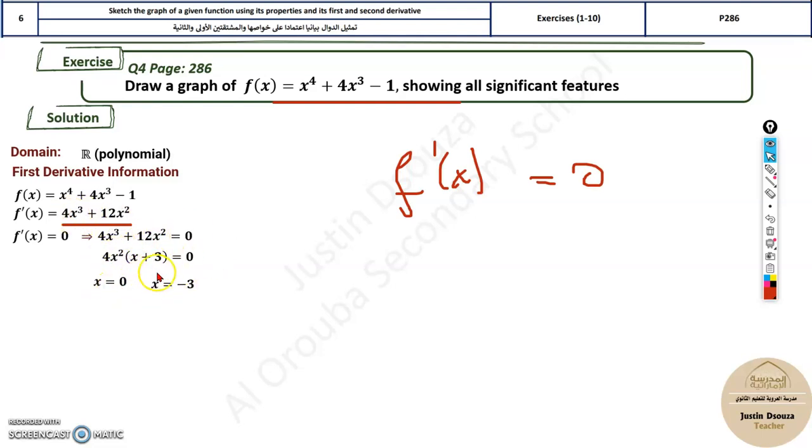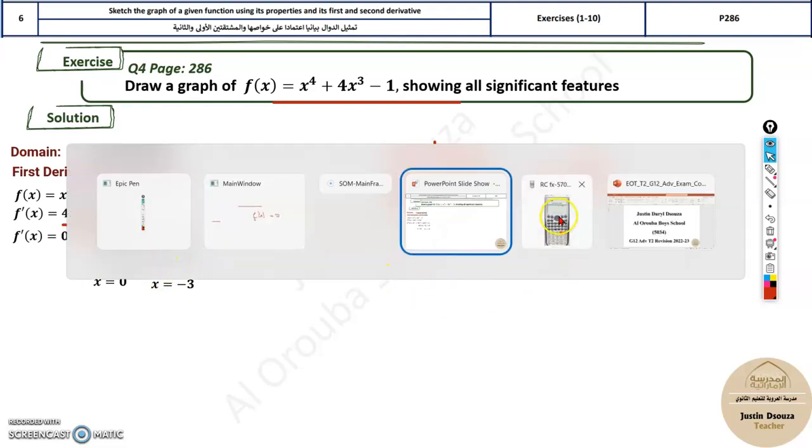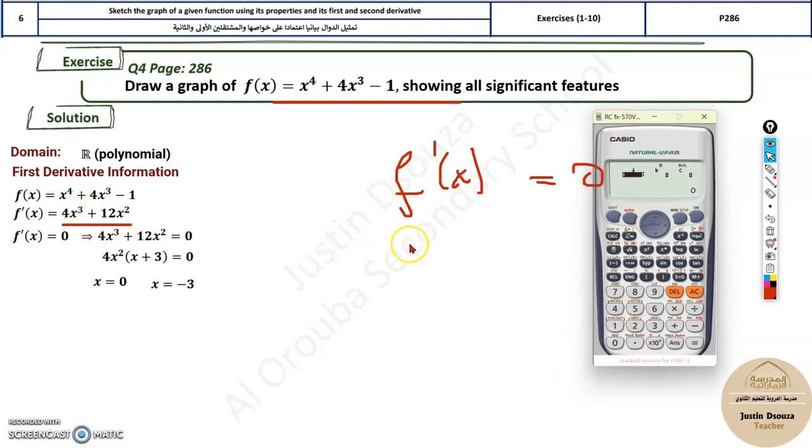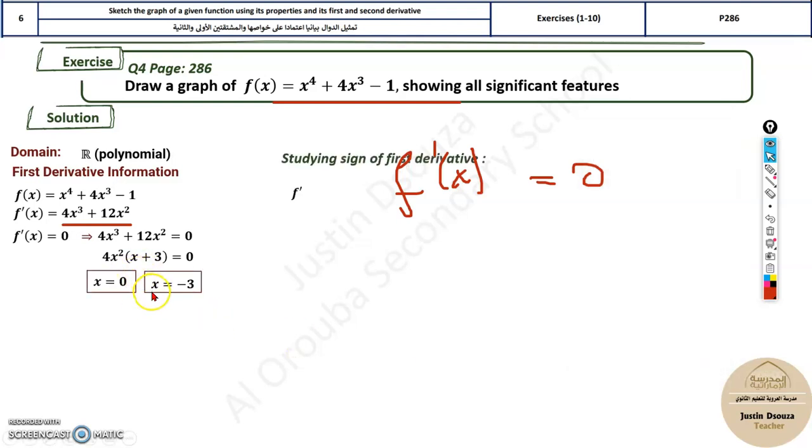If you are getting confused with this, all you can do is put it in the calculator and you can get it: mode 5 and 4 for cubic. So type the values. What is the coefficient of x cube? 4. Of x square is 12, then it's 0 and 0, and now you'll get minus 3 and 0. So these are the critical numbers.